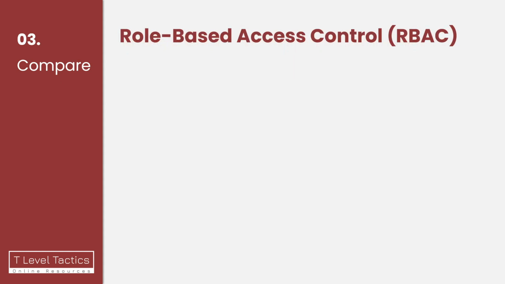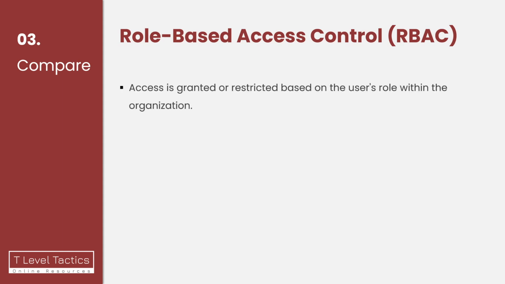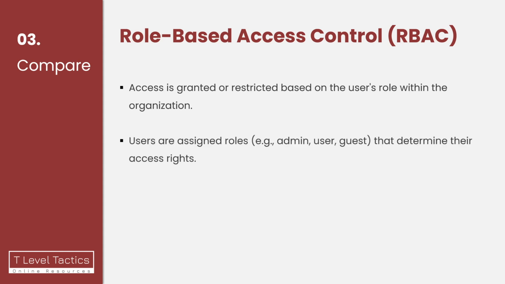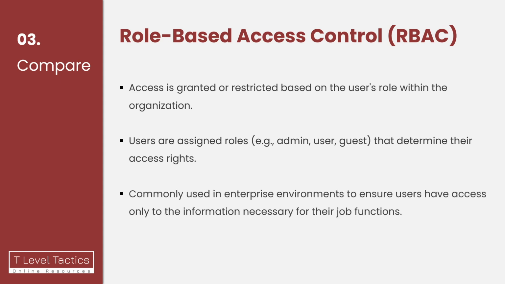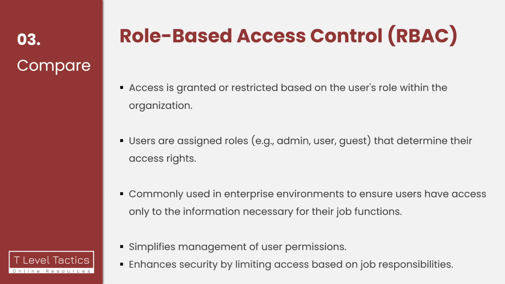Let's start with role-based access control, or RBAC. And this is where access is granted or restricted based on the user's role within the organization. Users are assigned roles such as admin, user, or guest that determines their access rights. And this is commonly used in enterprise environments to ensure users have access only to the information necessary for their job functions. And this can help to simplify management of user permissions and enhances security by limiting access based on job responsibilities.